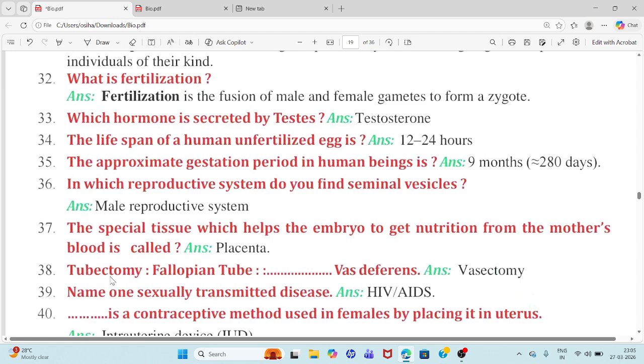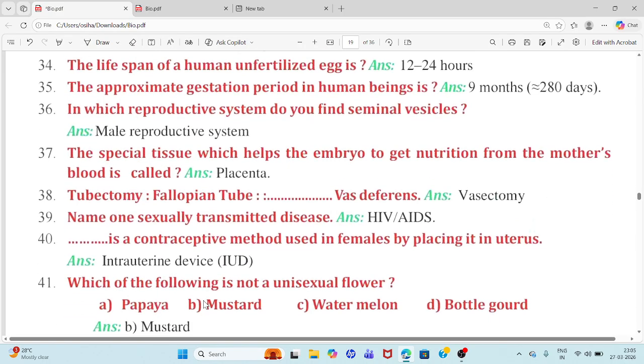Tubectomy, fallopian tube, dash means vasectomy, vas deferens. Answer is vasectomy. Name one sexually transmitted disease. Answer is HIV or AIDS.